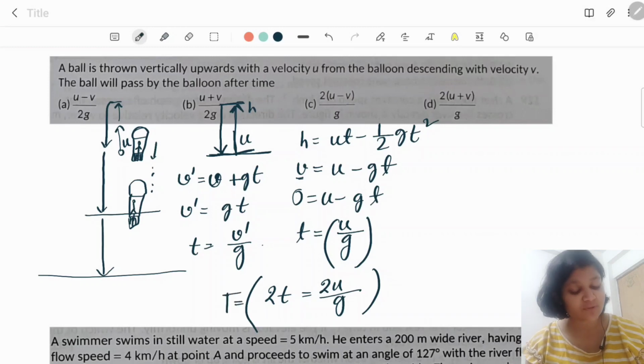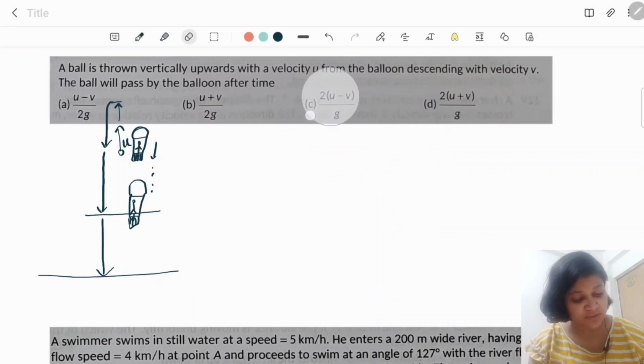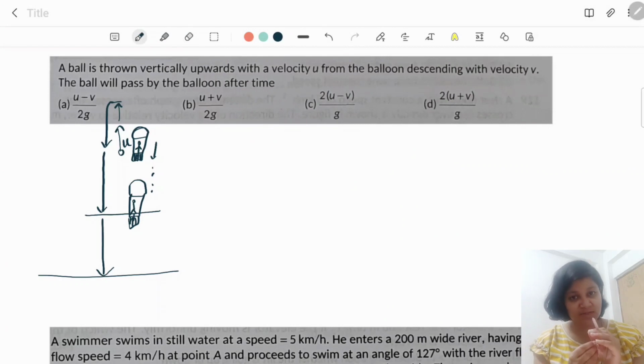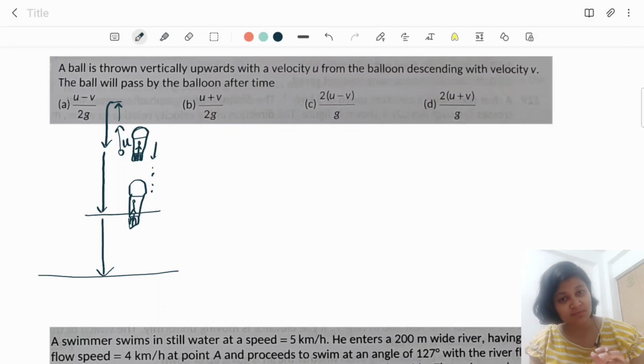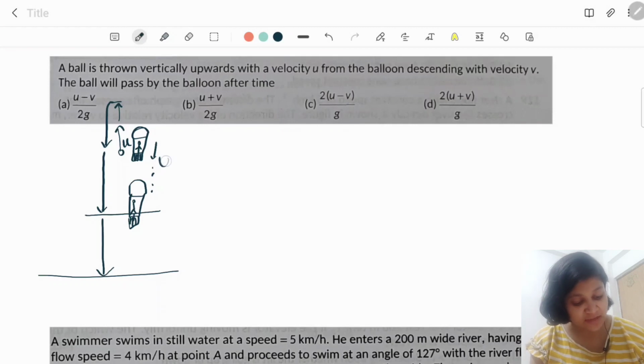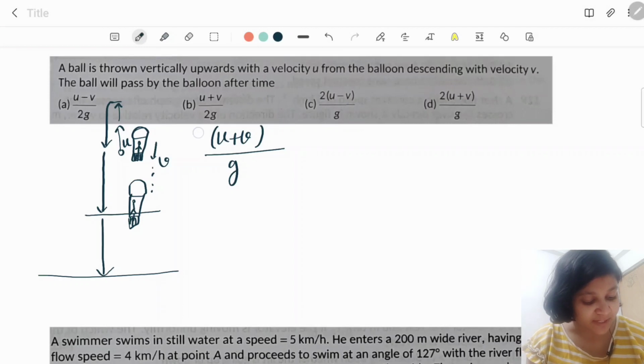We are going to use the same equation to solve our problem, except that we are going to use the frame of the balloon as the frame of reference, because our observer is in the balloon. So from the reference frame of the balloon, the balloon is descending downward with the velocity v, and the ball is thrown upward with the velocity u. So they are moving in the opposite direction, so the relative velocity will add up, divided by the gravitational acceleration, and the total time of flight is multiplied by 2. So this will be our option.